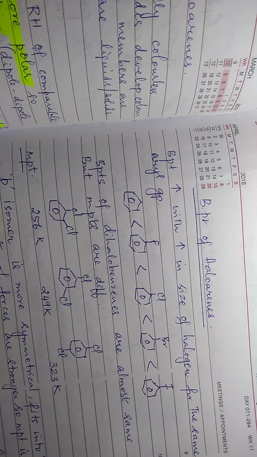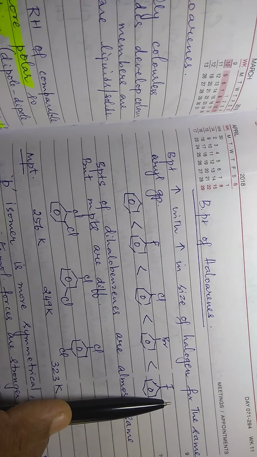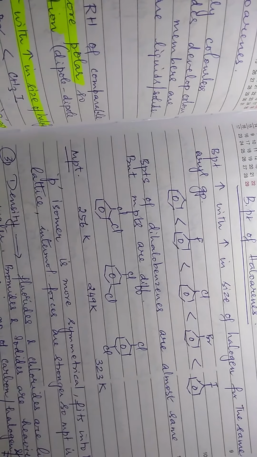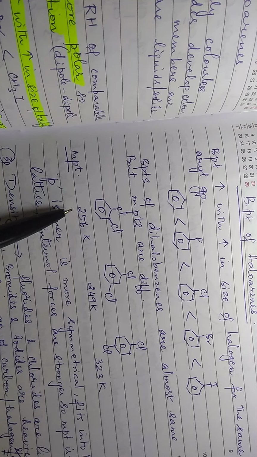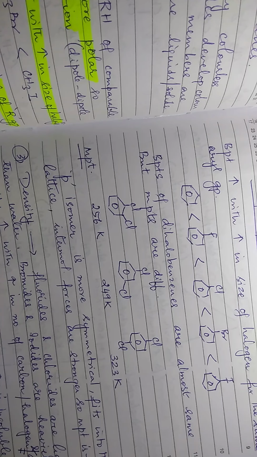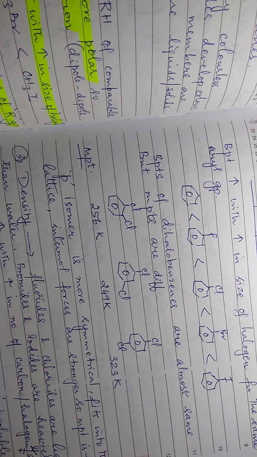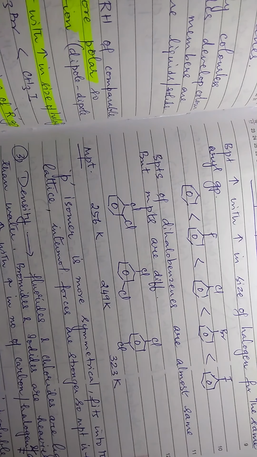Now in the case of boiling point of haloarenes also, boiling point increases with increase in the size of halogen for the same aryl group. If the aryl group is same and the nature of halogen is different, then accordingly with increase in halogen, boiling point will increase. Now if you are taking dihalobenzenes, the boiling point has been found to be almost the same, but melting points are slightly different. The reason why melting point has different values may be that the para isomer is more symmetrical, it fits into the lattice properly, so intermolecular forces are stronger and hence melting point is higher.